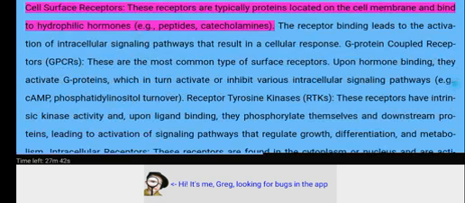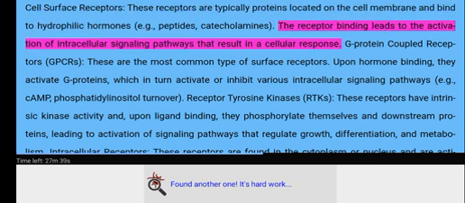Types of hormone receptors. Cell surface receptors. These receptors are typically proteins located on the cell membrane and bind to hydrophilic hormones, e.g., peptides, catecholamines. The receptor binding leads to the activation of intracellular signaling pathways that result in a cellular response.